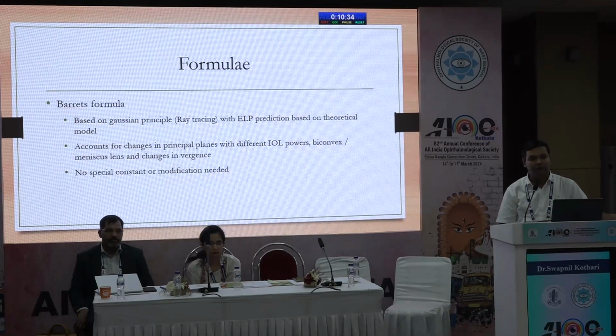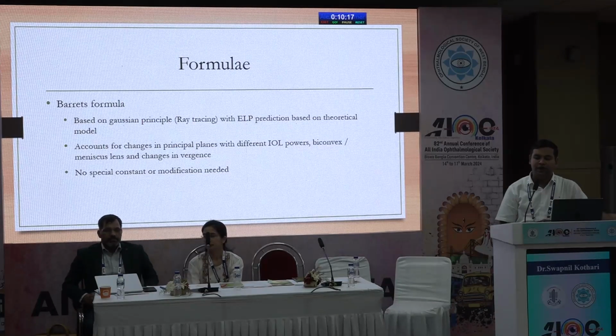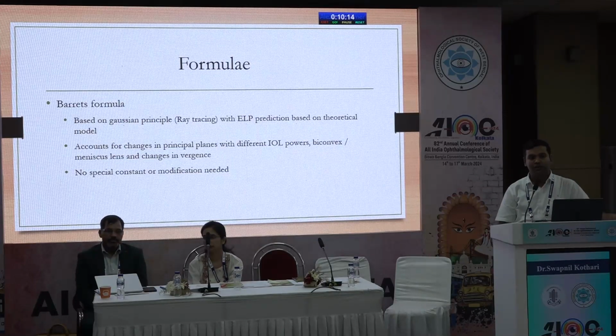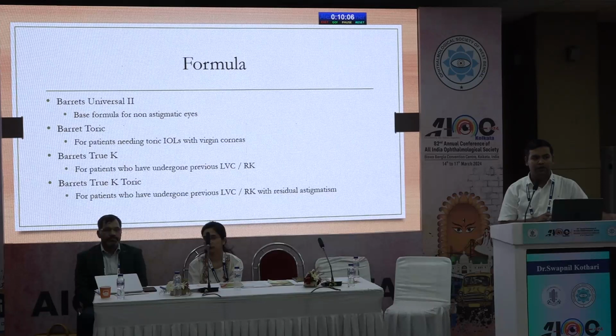Coming to formulae, Barrett's formula is the one which is most commonly used. It's a formula based on the Gaussian principle of ray tracing, and the ELP prediction is based on a theoretical model. It accounts for changes in the principal plane with different IOL powers, different IOL types in terms of biconvex or meniscus, and also any change in the vergence. It requires no special constants or modification to the formula depending on what type of IOL you are using. There are 4 types of Barrett available: Barrett toric, Barrett True K and Barrett True K toric are the most important when it comes to our talk right now. Dr. Bhageshi will be covering that.